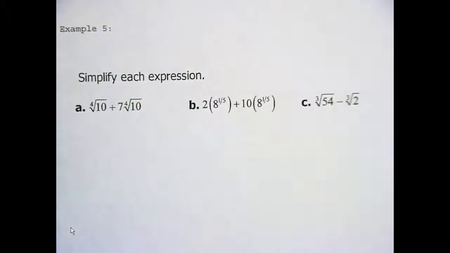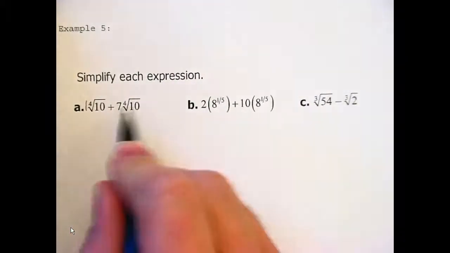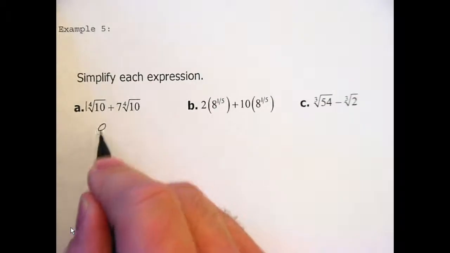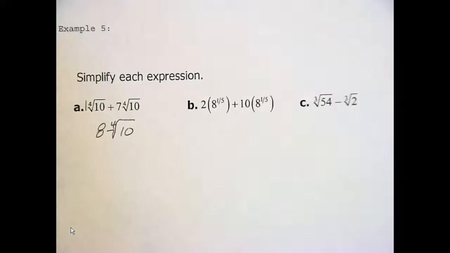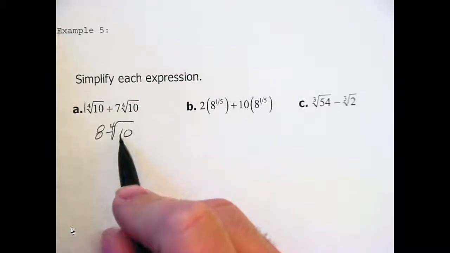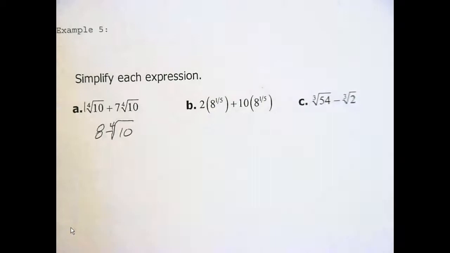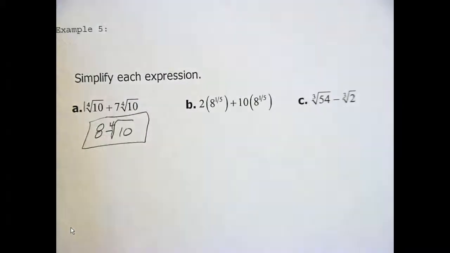Hey, this is a fourth root of 10. There's one of those, and there's 7 fourth roots of 10, so that gives me 8 fourth roots of 10. We're just counting up the fourth roots of 10. Okay? Now, if 10 was a perfect root, if it was a perfect fourth root, then we could simplify that, but it is not. Therefore, we are done. Okay? Questions there?